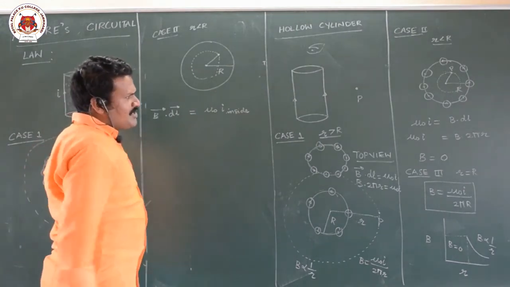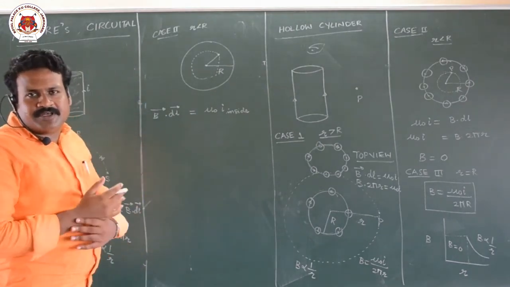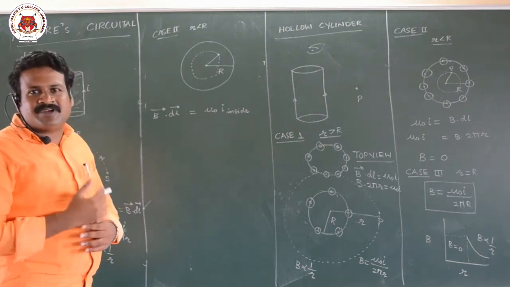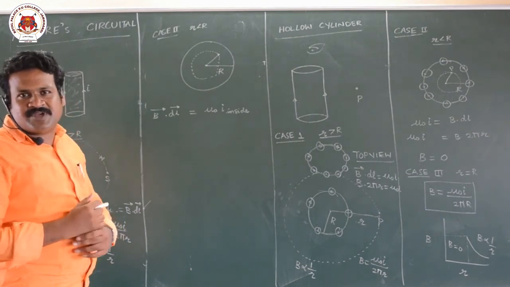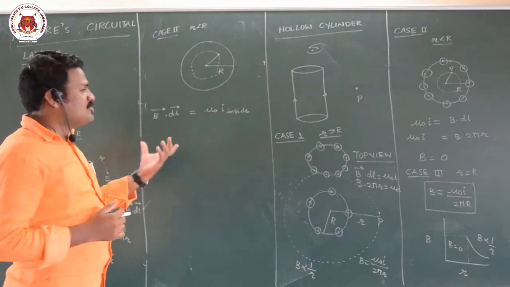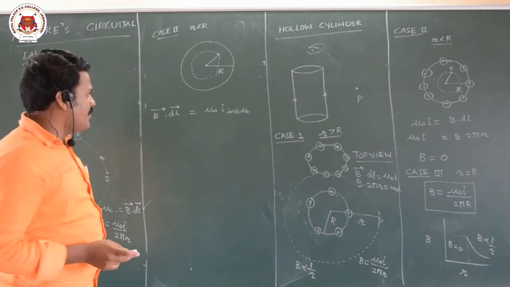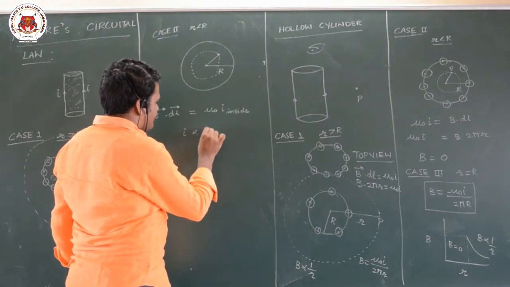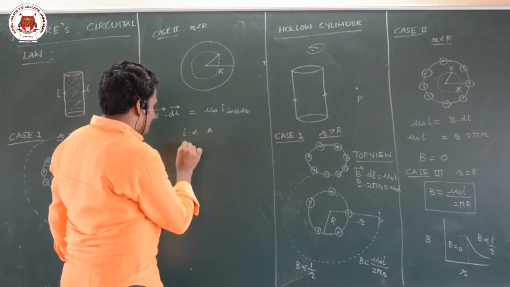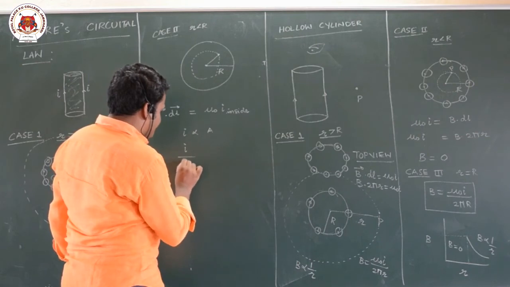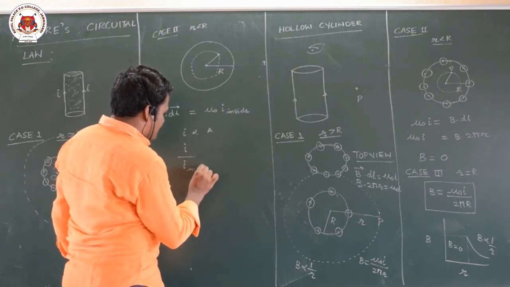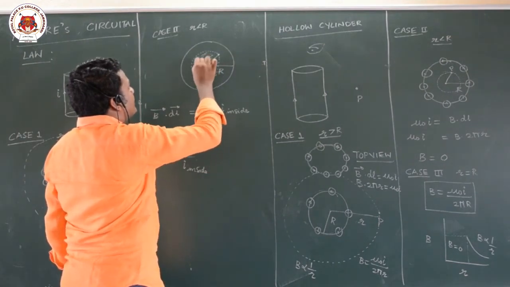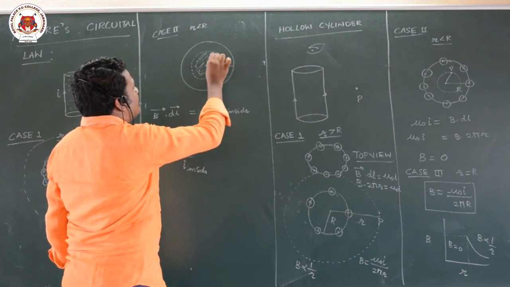Now what is the current inside? In the previous case, the hollow cylinder, you said current inside is 0. Now, is current there inside or not? Inside, current is there because it is a solid wire. Everywhere current is distributed, and the current flowing is proportional to the surface area. So up to this part, how much current is there, that I have to calculate.